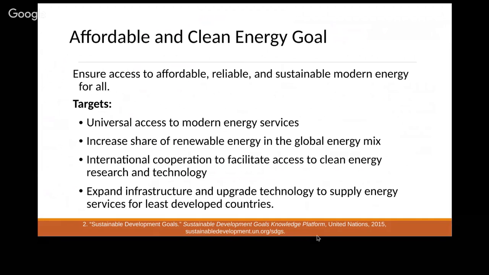This includes renewable energy, efficiency, and advanced cleaner fossil fuel, and promoting investment in energy infrastructure and clean energy technology. By 2030, we will also have expanded infrastructure and upgraded technology for supplying modern and sustainable energy services for all in developing countries.